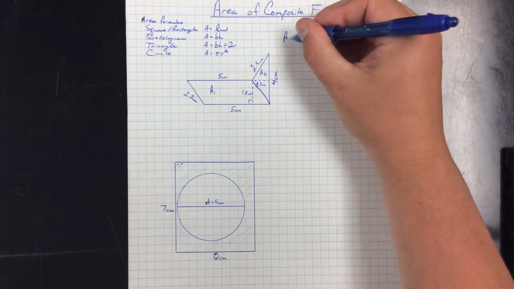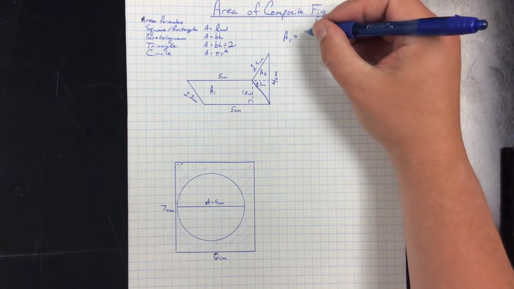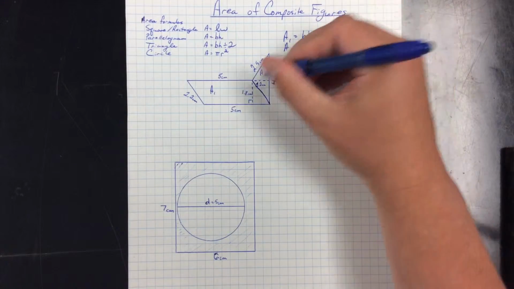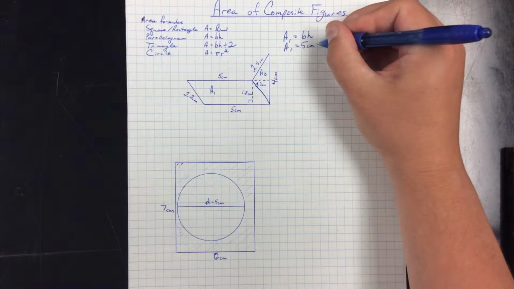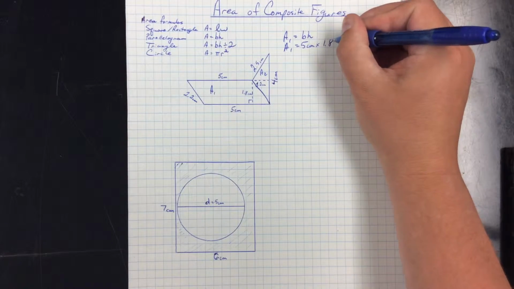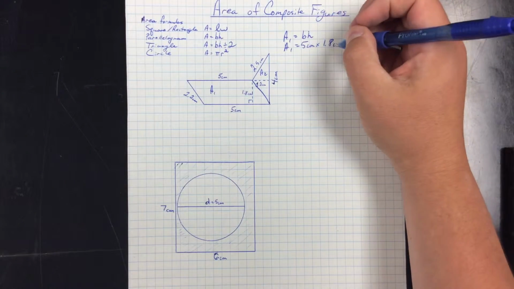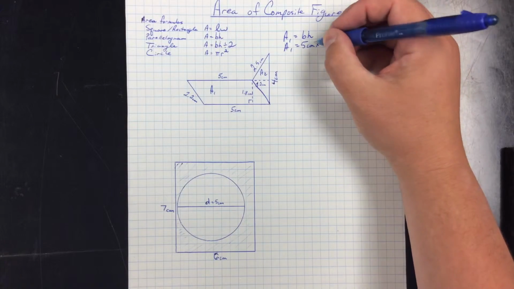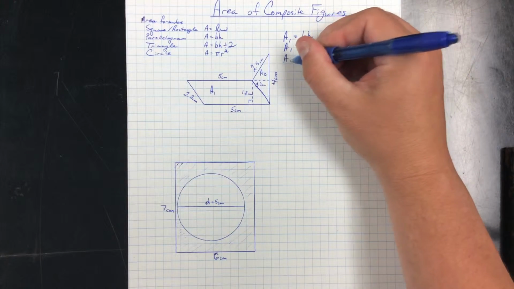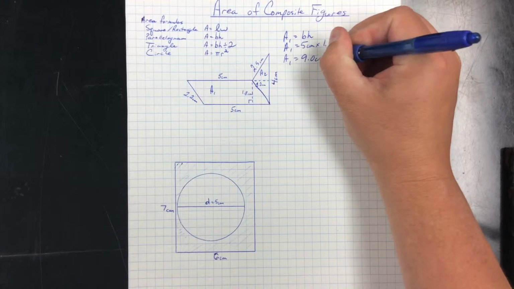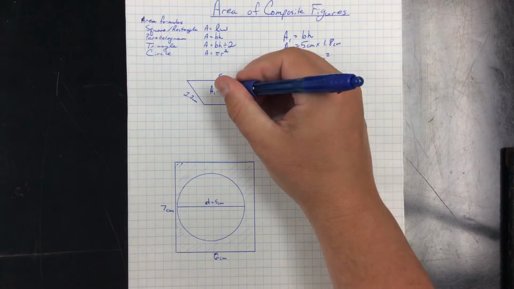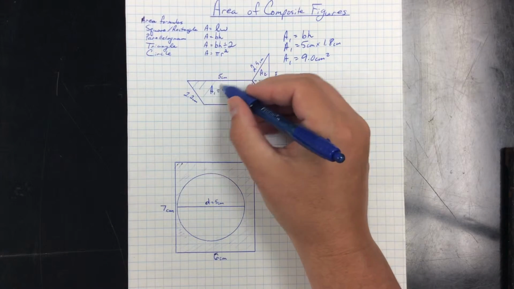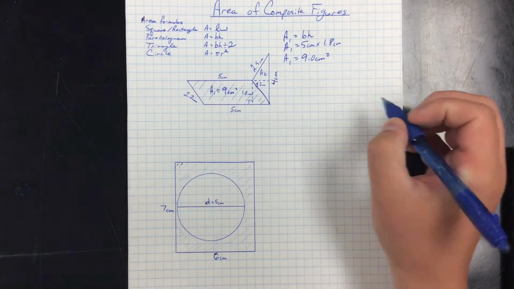So let's call this area 1 and call this area 2, and let's calculate the total area between the two. Alright, so area 1 is a parallelogram, so it's base times height. The base is 5 centimeters, and the height is 1.8 centimeters. 18 times 5 is 90, so that's going to be 9 centimeters squared. So my first area is 9 centimeters squared, and that covers this section.